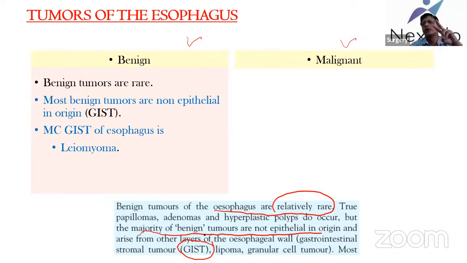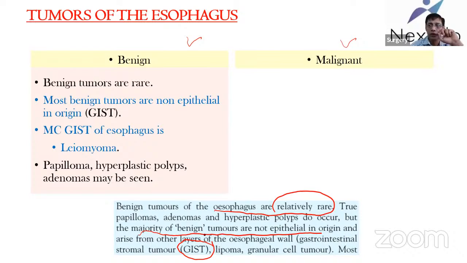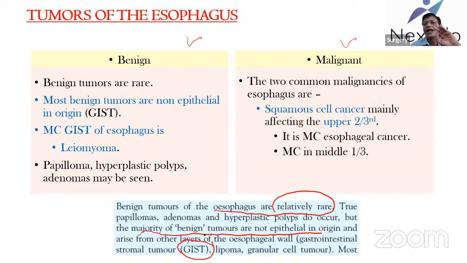The malignant tumors of the esophagus include two major variants. We may have either the squamous cell cancer. Squamous cell cancer mainly affects the upper two-thirds of the esophagus. Squamous cell carcinoma is by far the most common esophageal cancer all over the world and in India also. It is most common in the middle one-third. So it affects both the upper and the middle one-third, not the lower one-third, though it may rarely happen there, but it mainly happens in the upper two-thirds, and in the upper two-thirds it is most common in the middle one-third. It is the most common esophageal malignancy.